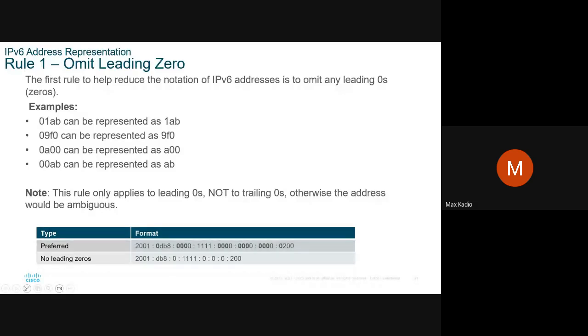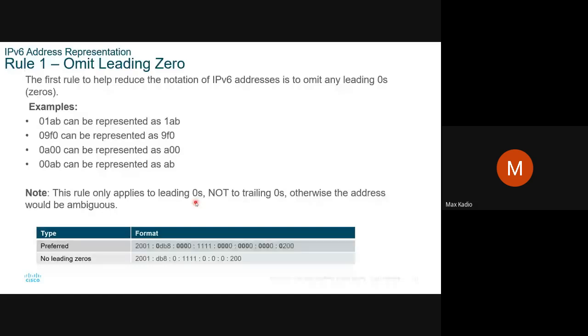Okay, you're welcome. So these are some rules. If you have zeros in front, you can remove them. So anytime you see my screen, you can copy here if you want to, so that you can make your own notes.